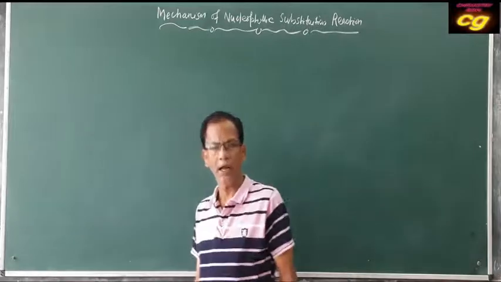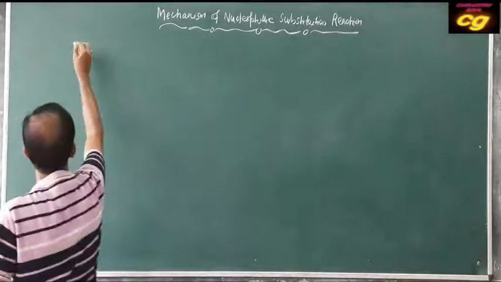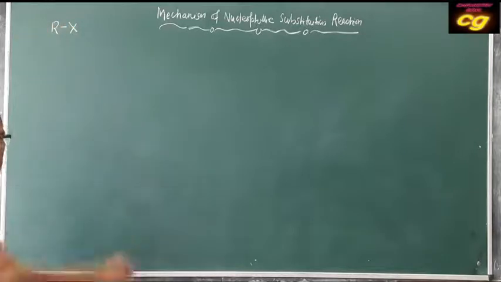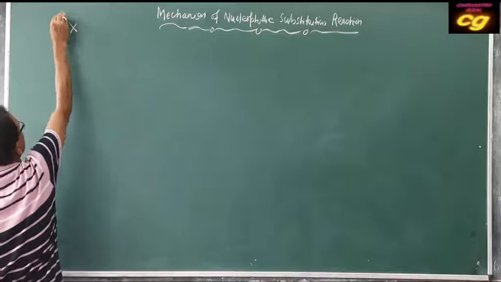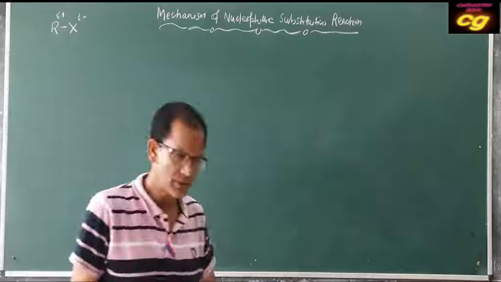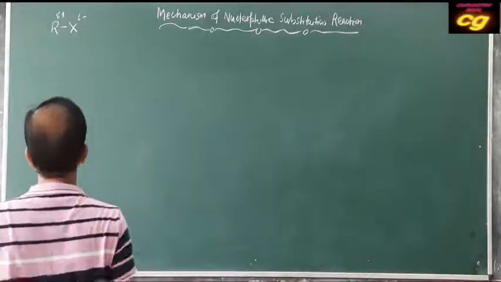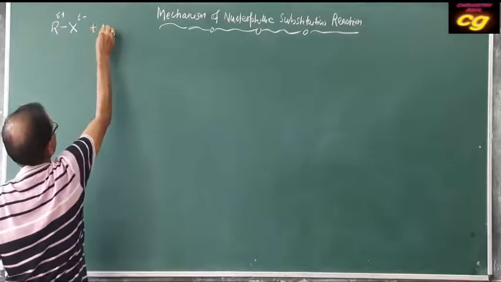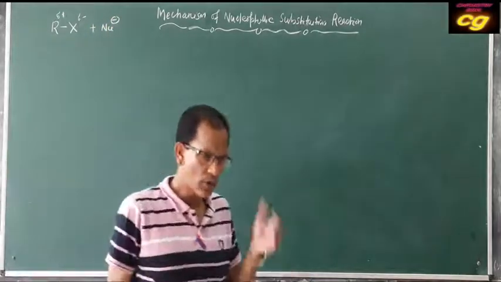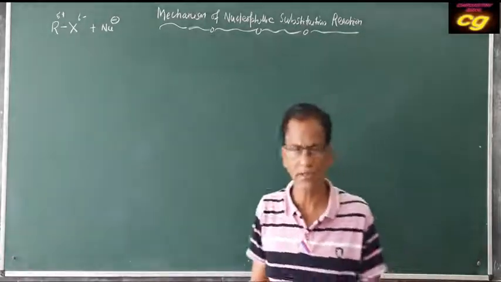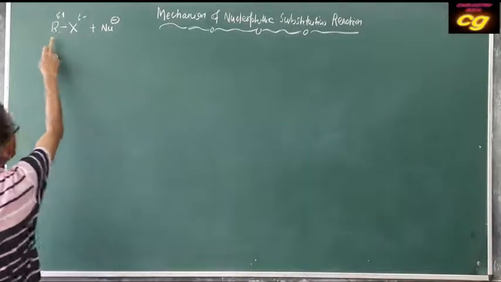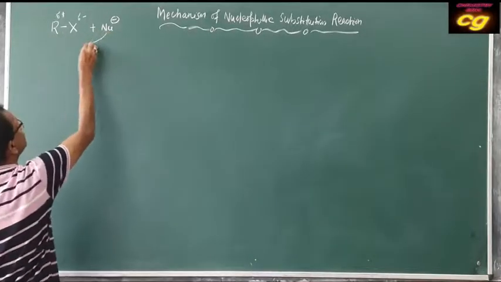We already discussed that haloalkane, R-X, is a polar compound, and carbon carries a partial positive and halogen carries a partial negative charge due to its polar nature. So a nucleophile can attack. What is a nucleophile? A nucleophile either carries a lone pair or has a negative charge. It may be neutral or negatively charged. As carbon carries a partial positive charge, it attacks.